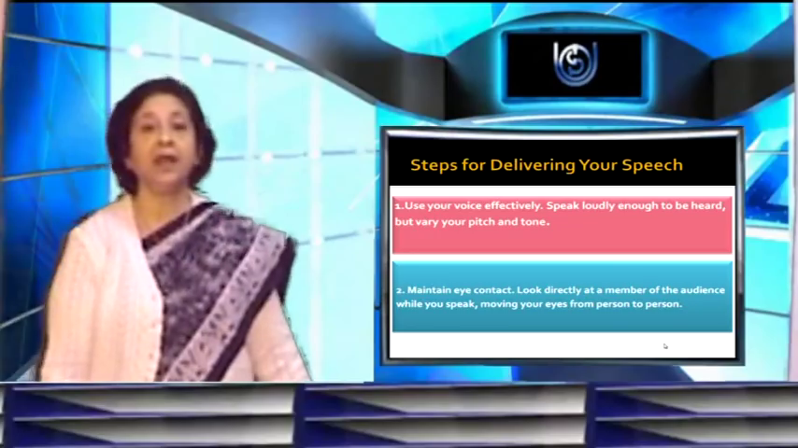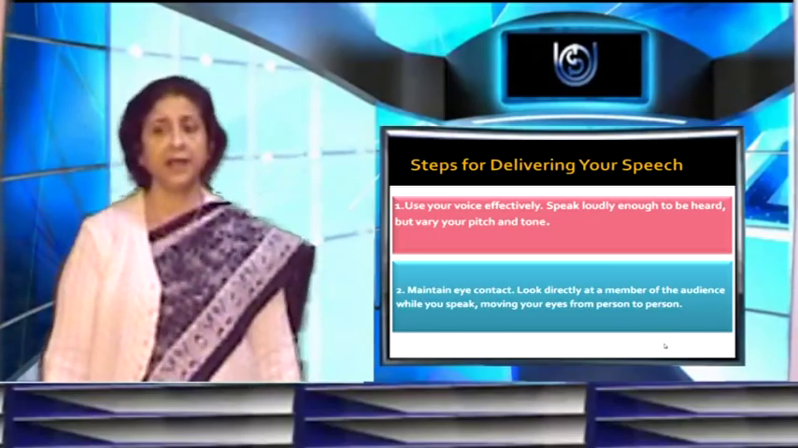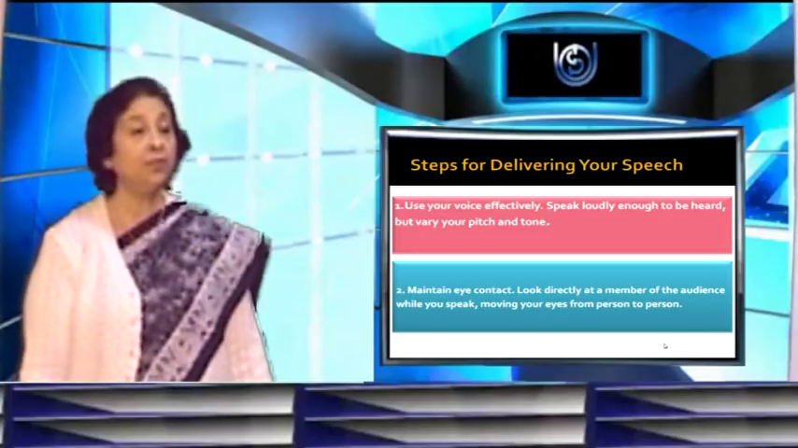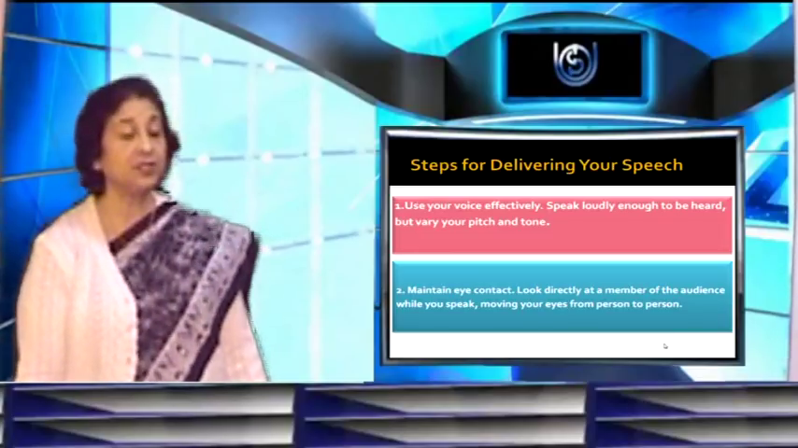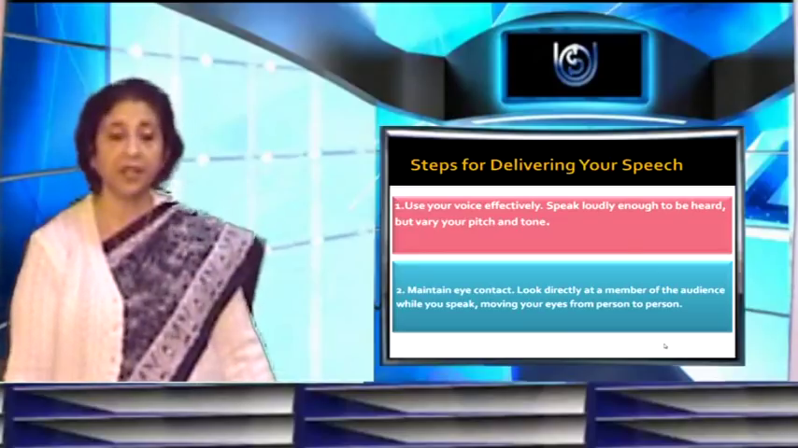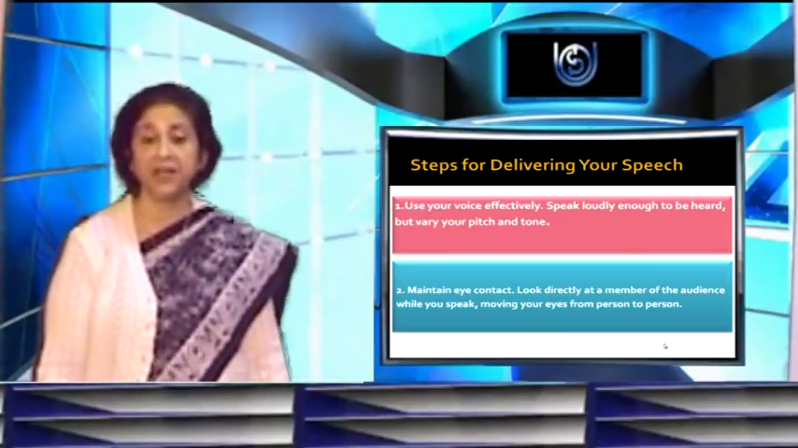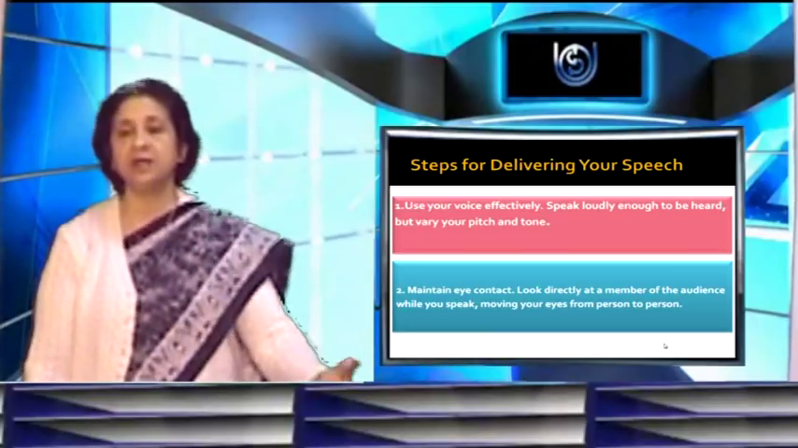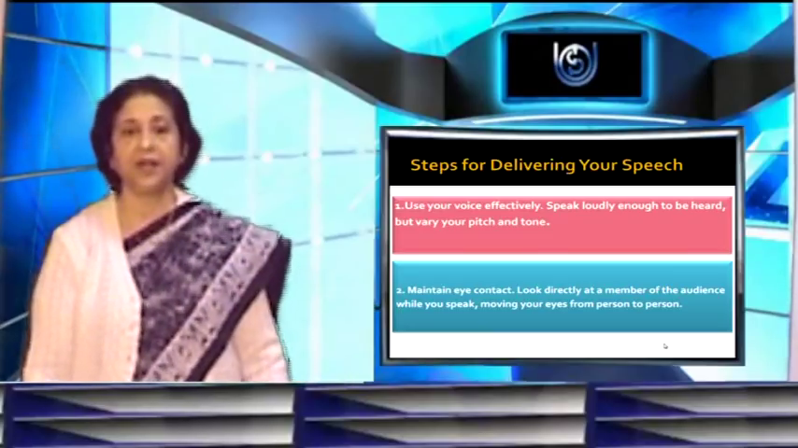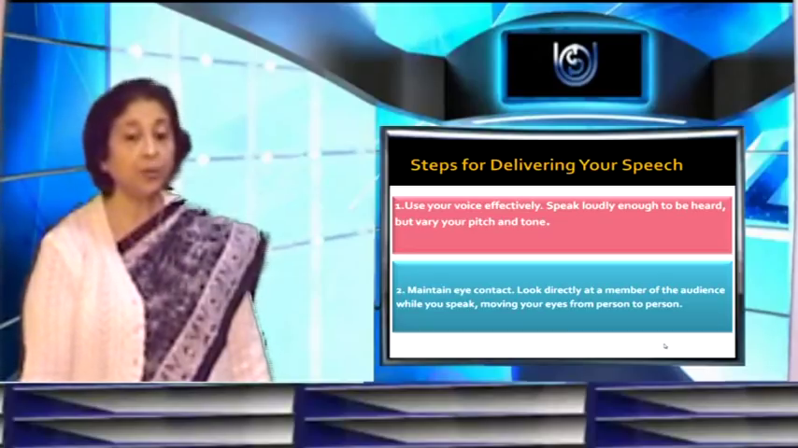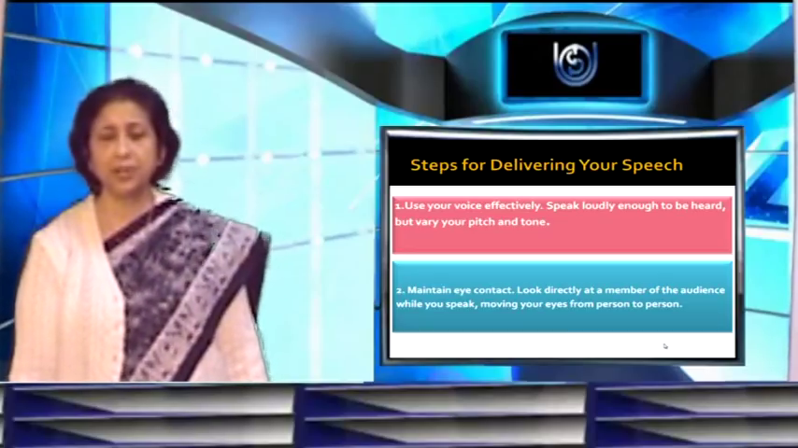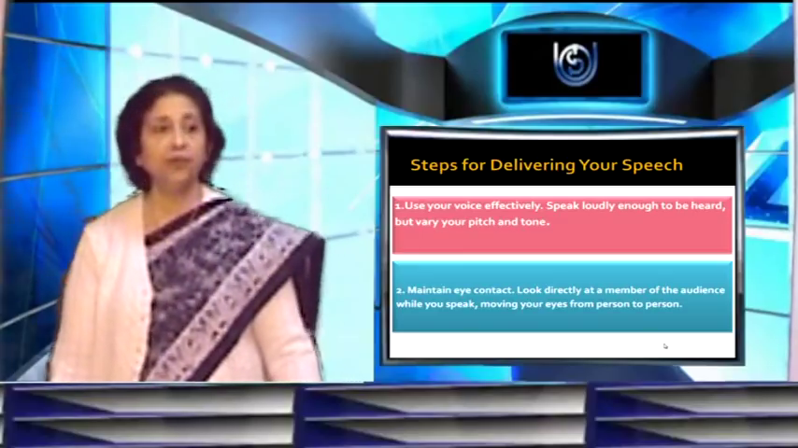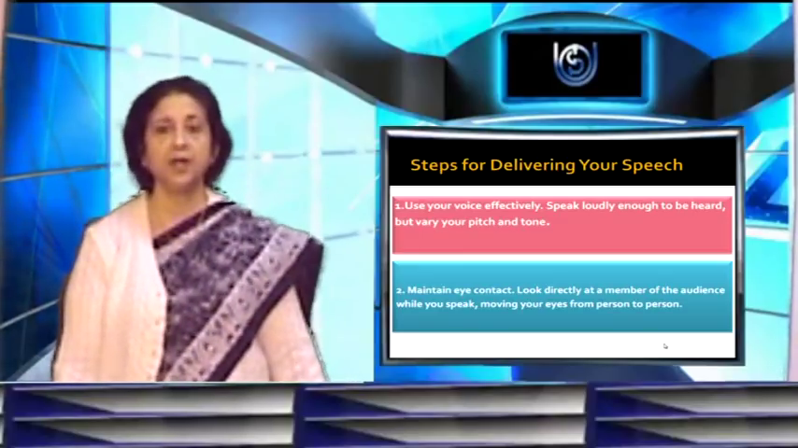Next is maintain eye contact, looking directly at a member of the audience while you speak and moving your eyes from person to person. Eye contact is very important when you are delivering a speech. It becomes impressive. You relate with the audience when eye contact is there. And while doing eye contact, you should not look at one person only. You should move your eyes from person to person.